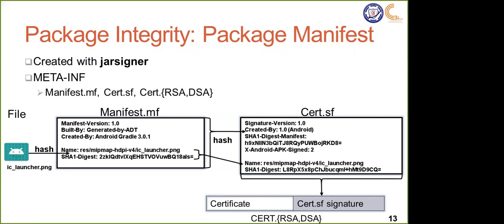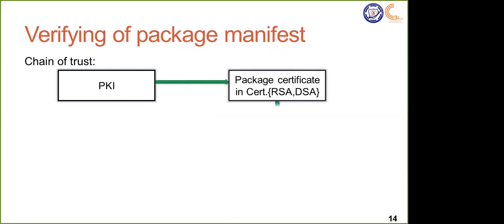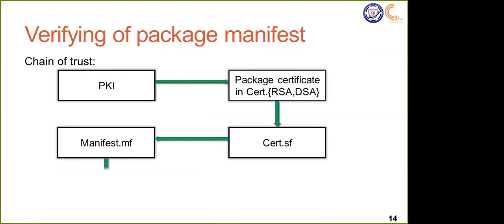So how is this integrity verified? Through PKI, public key infrastructure. The CERT.RSA file is used to certify the CERT.SF file, and the CERT.SF file is used to verify the MANIFEST.MF file, and the MANIFEST.MF file is used to certify each and every individual resource of the application.